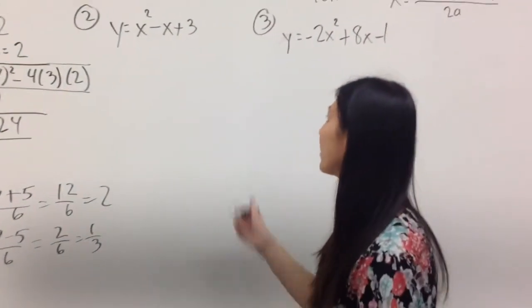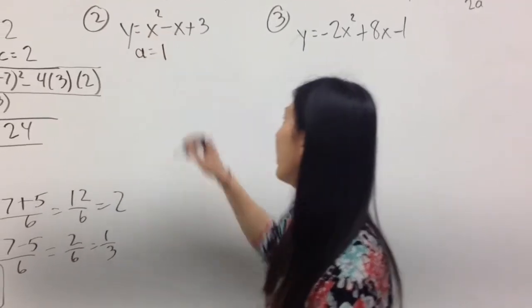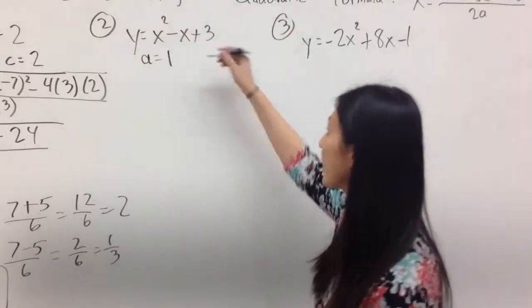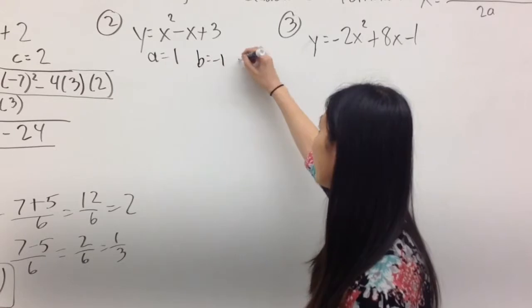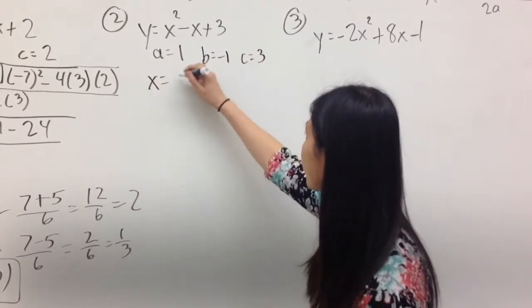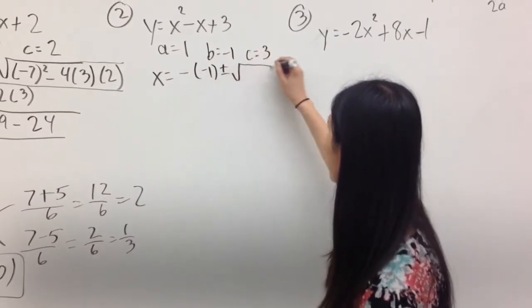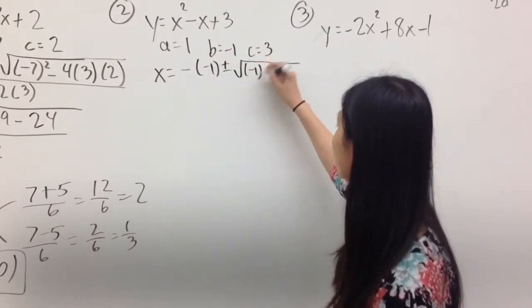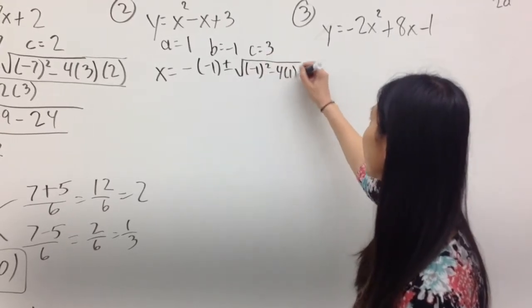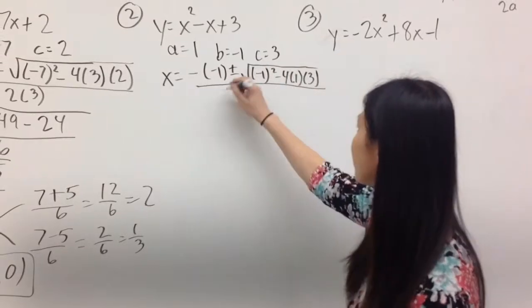Okay, here's our next one. So again, we find a, b, and c. A is just 1, because 1 is the number multiplying x squared. B is negative 1, and c is 3. Again, I plug into my quadratic formula. Negative b plus or minus square root of b squared minus 4 times a times c all over 2a.